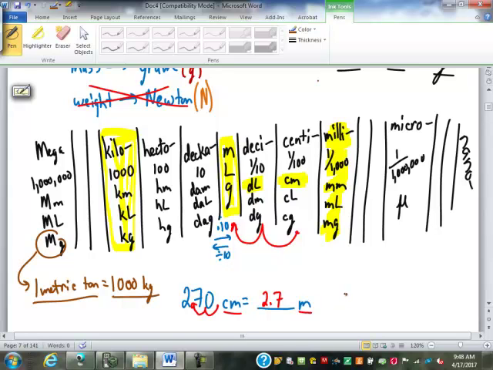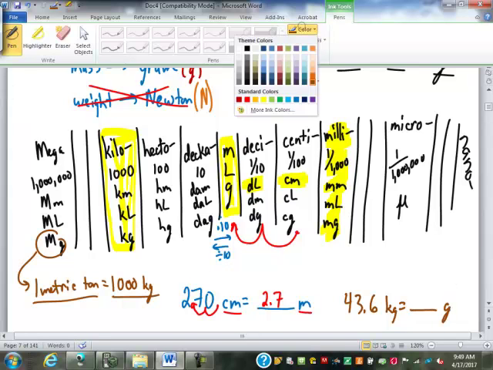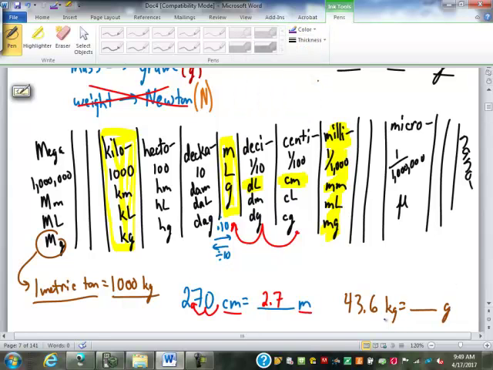If I have 43.6 kilograms, I want to know how many grams that is. I'm going from kilograms to grams, so from kilograms to grams, I've got to go 1, 2, 3 spots to the right. My decimal point has to go 1, I have to add zeros, 2, 3 spots to the right. It's 43,600 grams.